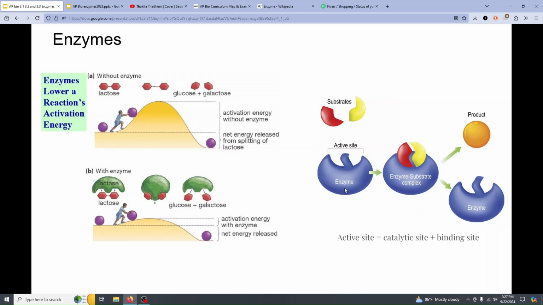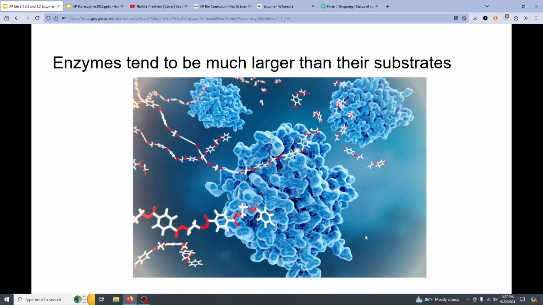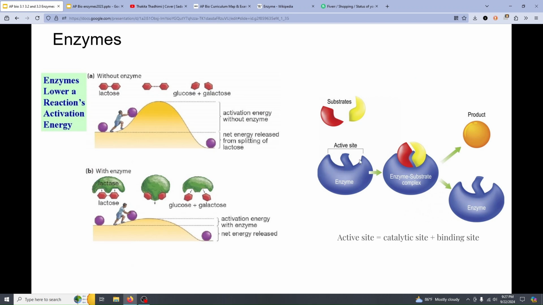And if you see again, because the enzyme is so big compared to the substrate, there is a small portion within that enzyme where all of this magic happens, where all the binding to the substrate happens and where the catalysis happens. That region on the enzyme is called the active site.